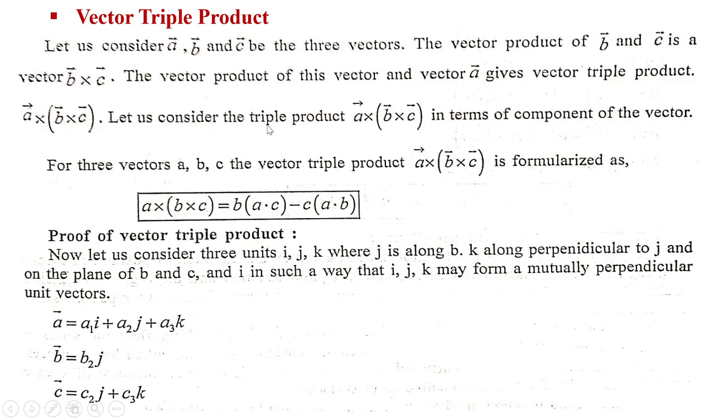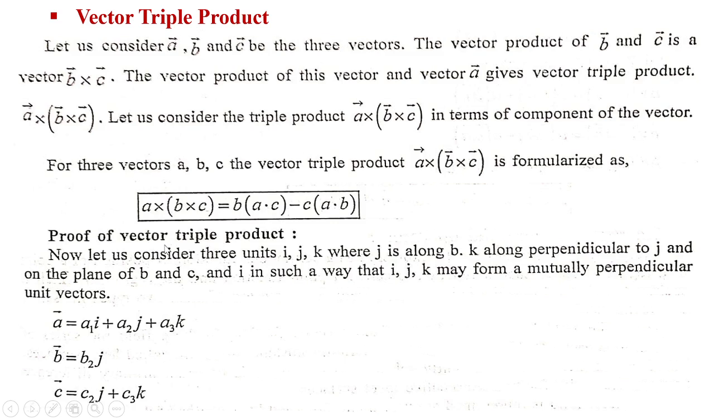Let us consider the triple product A bar cross B bar cross C bar in terms of components of the three vectors. For three vectors A bar, B bar and C bar, the vector triple product A bar cross B bar cross C bar is formalized as A bar cross B bar cross C bar equals B bar into A dot C minus C bar into A dot B.